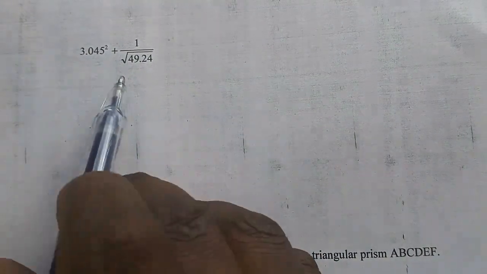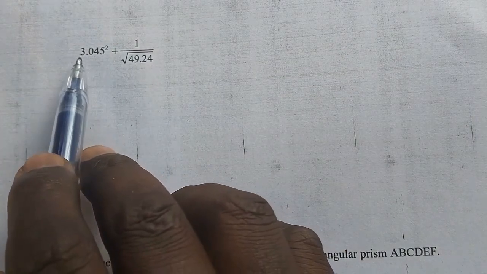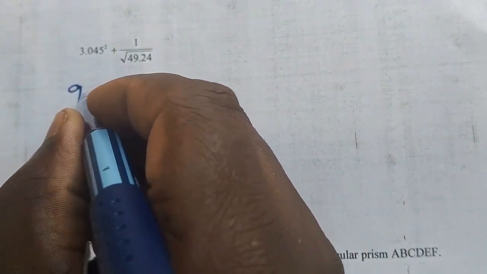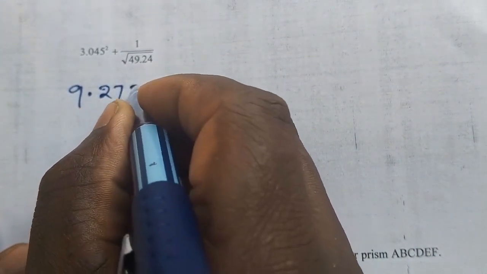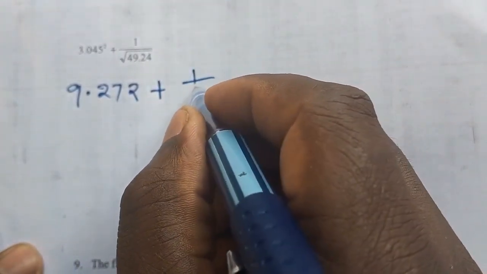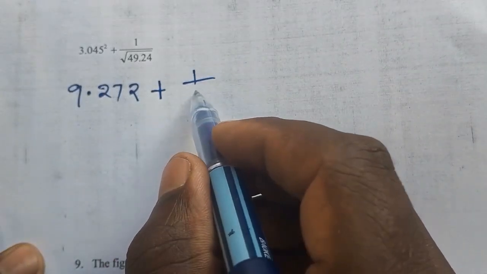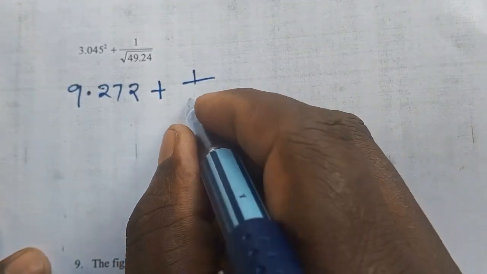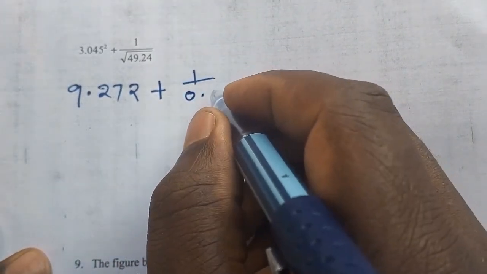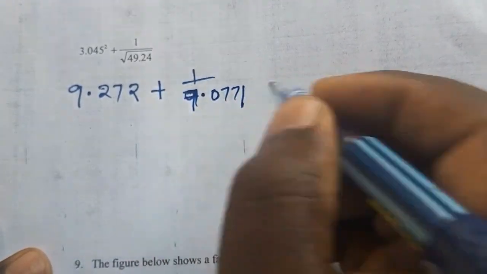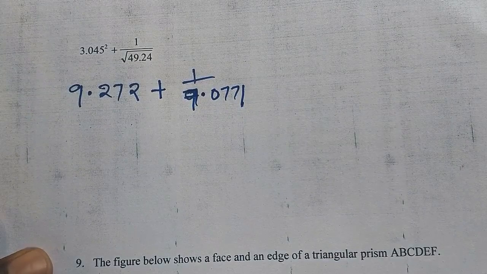Use squares and reciprocals to evaluate this. So 3.045 squared from the mathematical table, you will simply get 9.272, and then plus 1 over root 49.24, you will get 7.0771. So that's what you read from the mathematical table. And then you get the reciprocal of this.